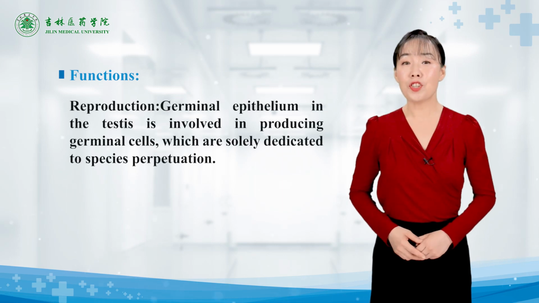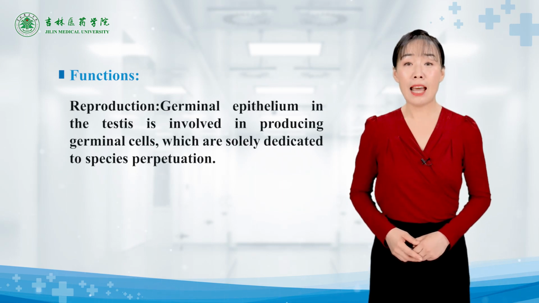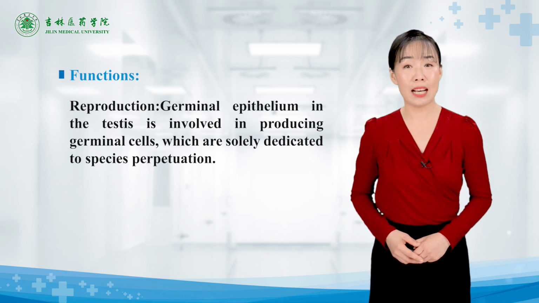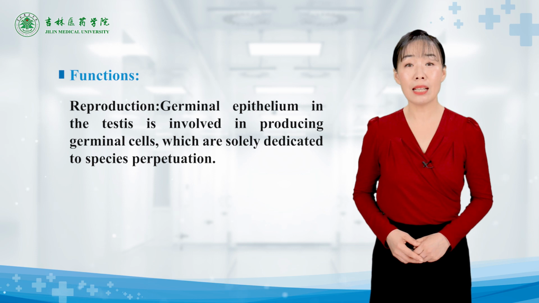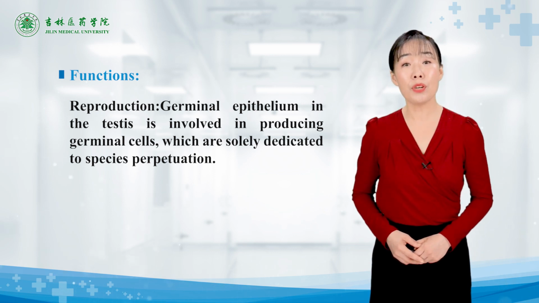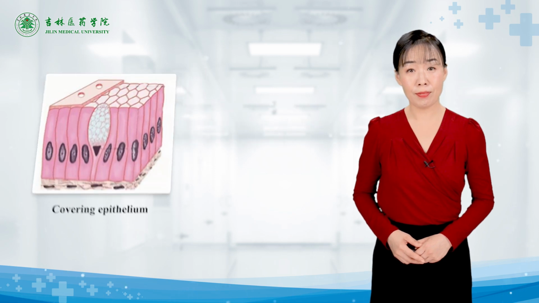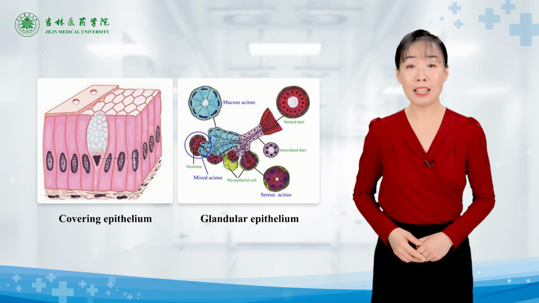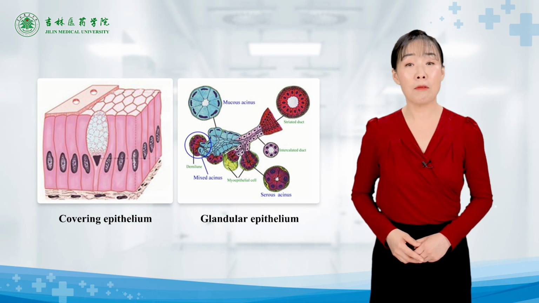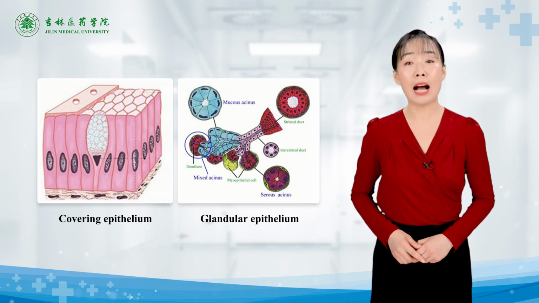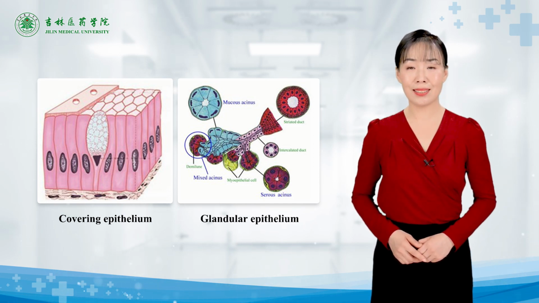Reproduction. Germinal epithelium in the testes is involved in producing germinal cells, which are solely dedicated to species perpetuation. In this chapter, covering epithelium and glandular epithelium are the emphases. We will mainly study these two kinds of epithelial tissues.